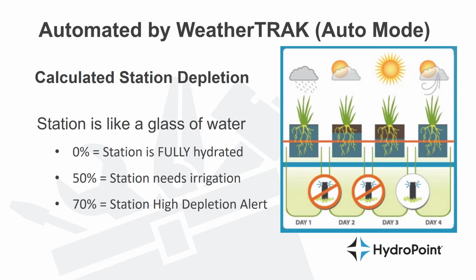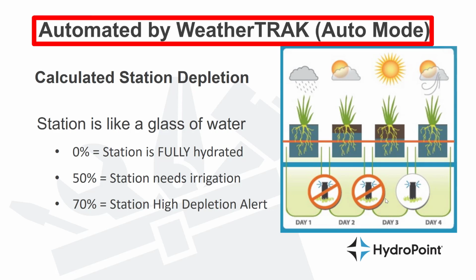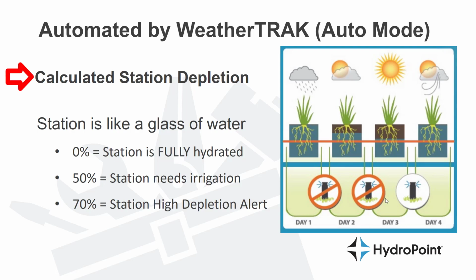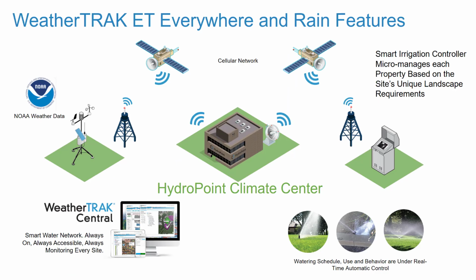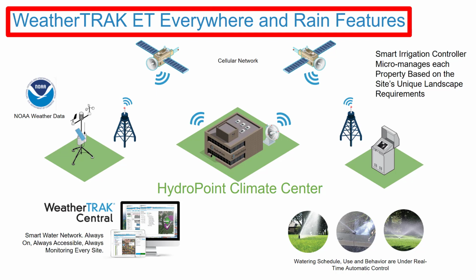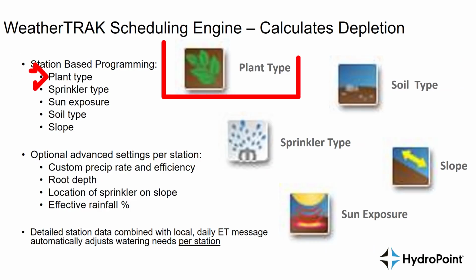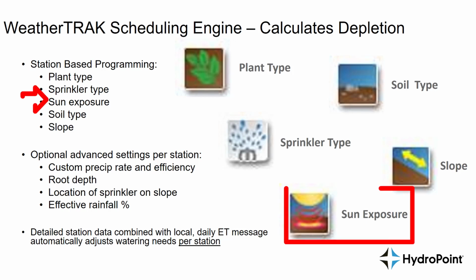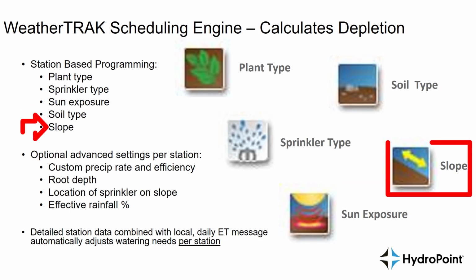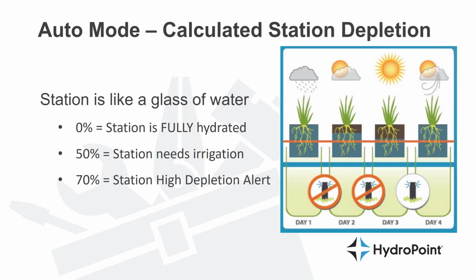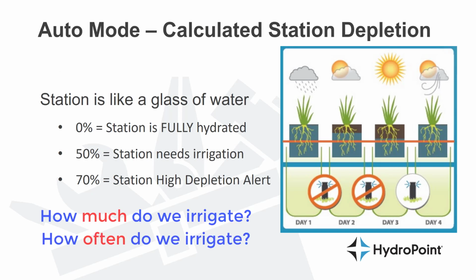That is to say that one of the things WeatherTrack is famous for is our weather-based irrigation, where when you schedule a station using the automated by WeatherTrack station mode, or auto mode, WeatherTrack calculates the station depletion by combining real-time weather information from our WeatherTrack ET Everywhere and Rain features with on-site landscaping features that are programmed into the controller on a station-by-station basis to create a designer irrigation schedule that manages how much and how often we irrigate a station to keep your plants healthy.